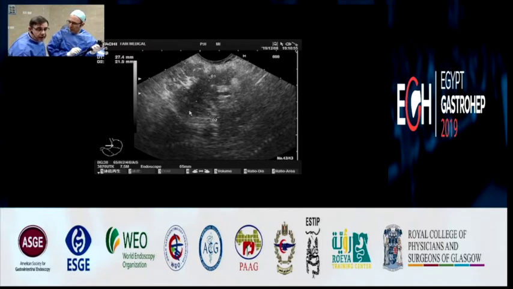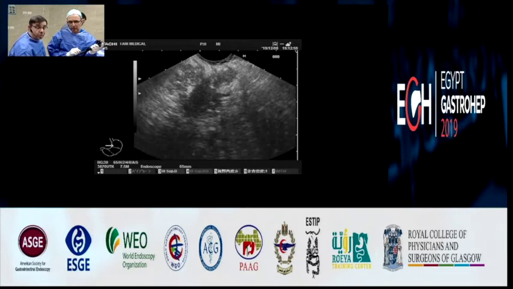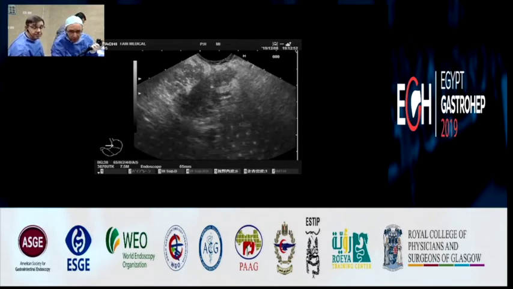Contrast would be useful in this situation. Yes, Mark, what do you think? Contrast would be very useful, and also the elastography, but we don't have it.